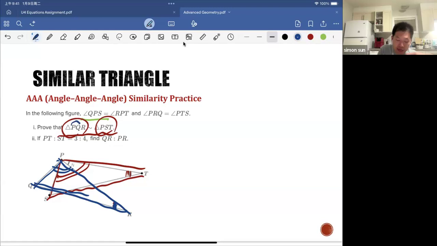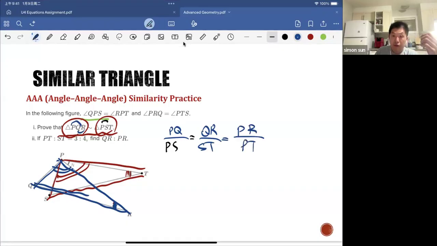You can directly pick, okay, now I pick the first two: PQ over PS will be equal to QR over ST, equal to PR over PT, right? And PT over ST is 3 to 4. Now we want to calculate QR over PR.